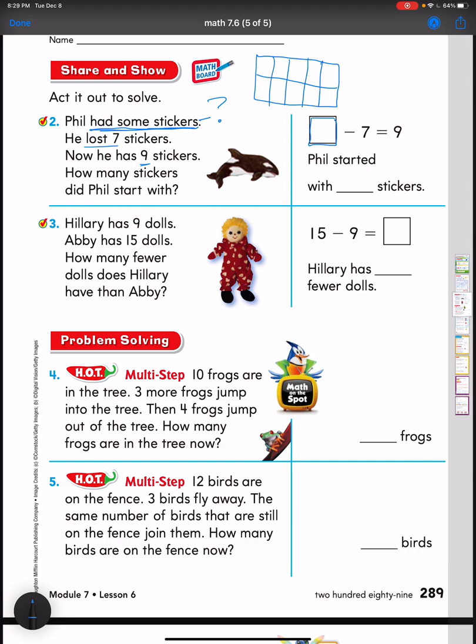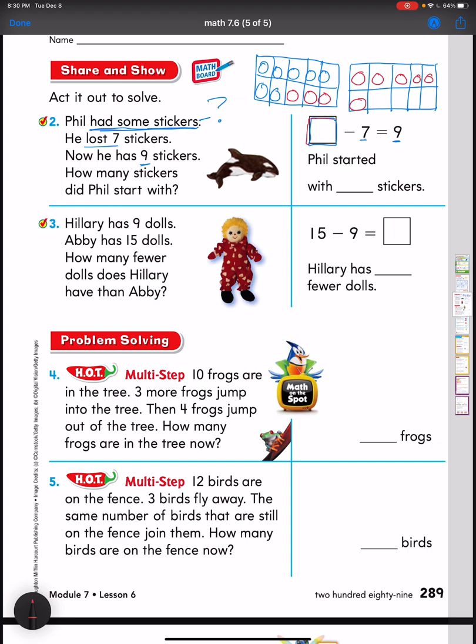Now, remember, I don't know what this first number is, but I do know that he lost 7 and still has 9. Okay, so I'm going to put my 7 that he lost in here. There's my 7 that he lost. And I'm going to keep going, and by putting 9, I'll change my color, 9 that he still has. So there's 1, 2, 3, 4, 5, 6, 7, 8, 9. There's the 9 that he had.